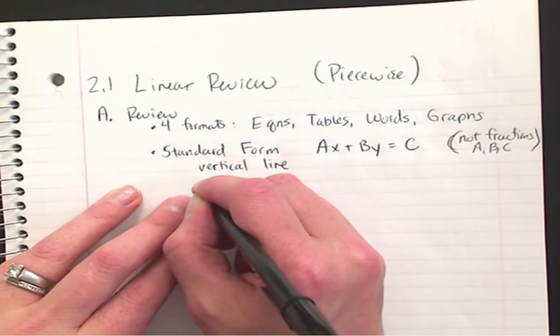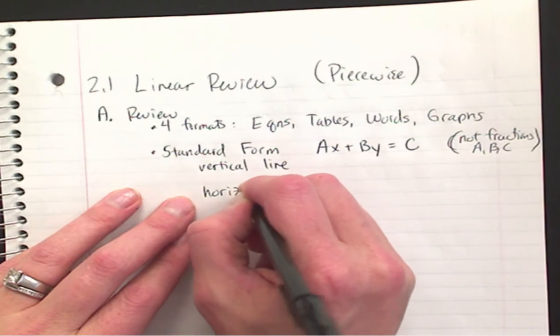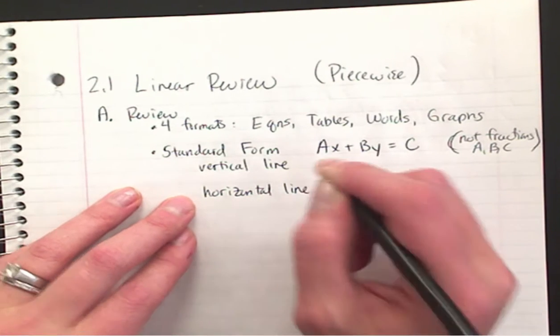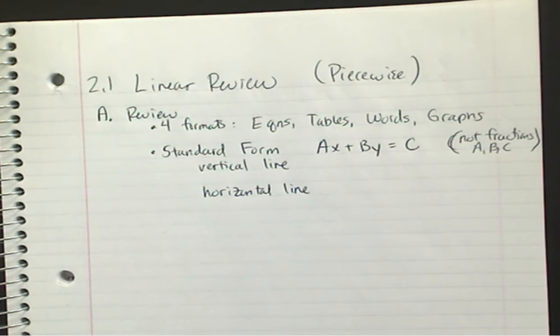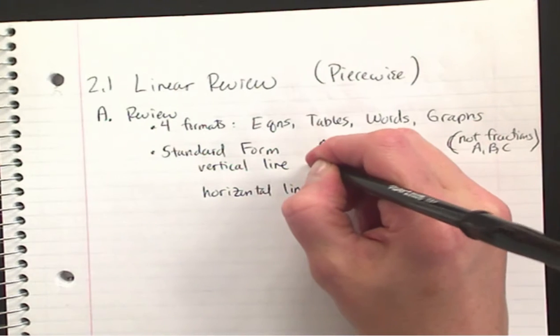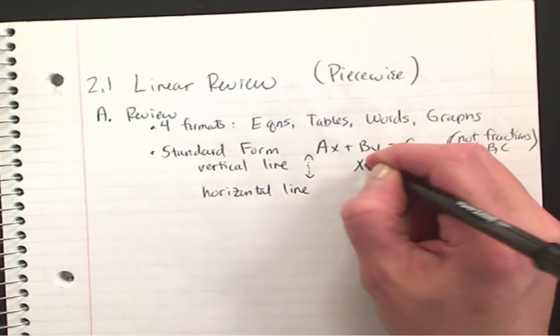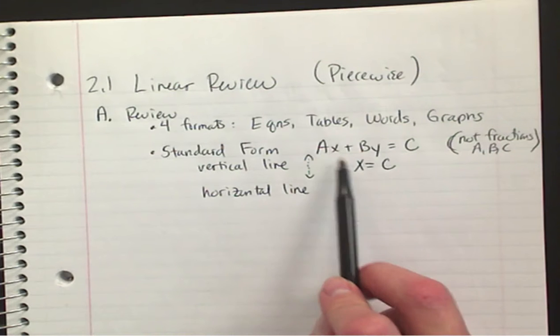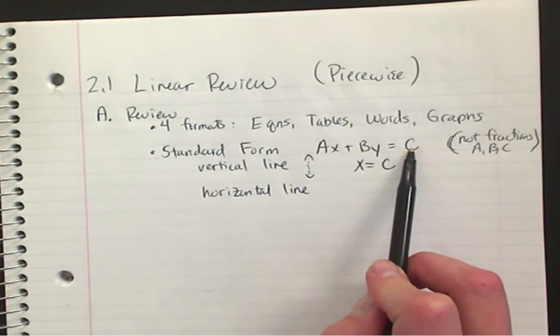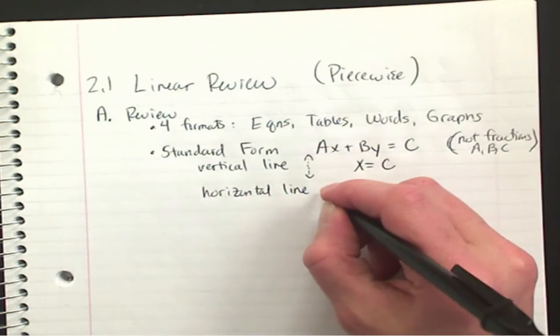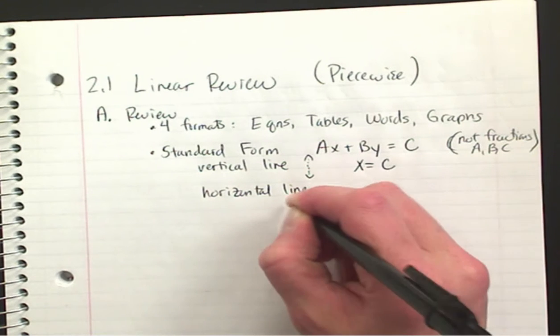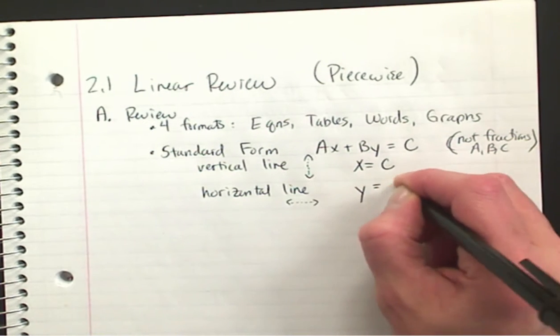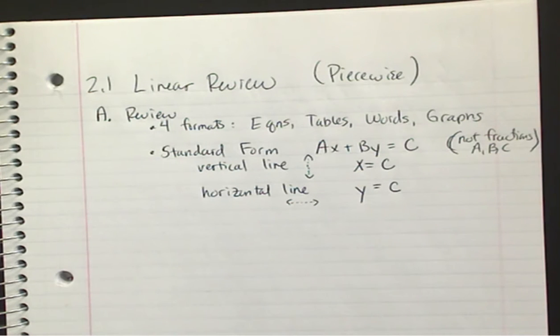Vertical line. Horizontal line. Anyone remember what those things look like? How to write them? Nope, that's slanted. Vertical line. Yes, I heard it. Thank you. X equals C. Technically, vertical and horizontal lines are a subset of standard form because A is 1, B is 0, and C is the other number. Horizontal, like the horizon.